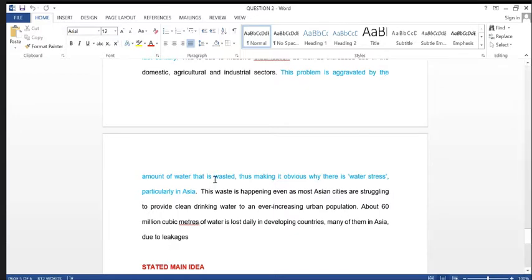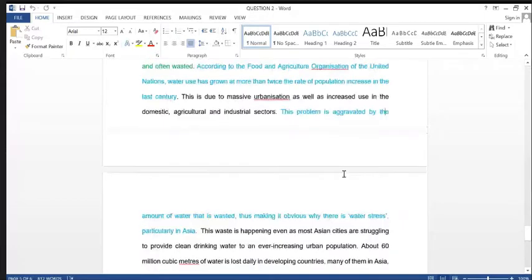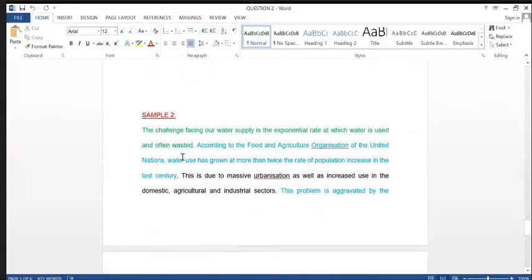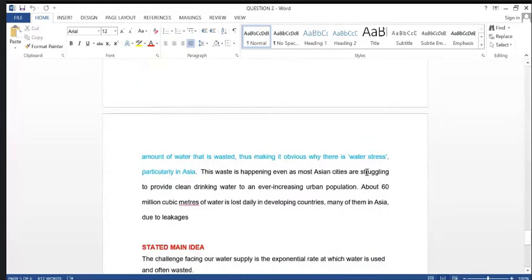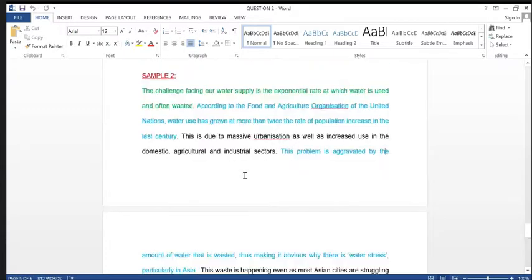More specific details are given about the amount of water that is wasted, right? 60 million cubic meters of water is lost. So, okay, you can see that this blue sentence is specific because it further elaborates this part, all right? And the black sentences are directly supporting the water wasted that has been mentioned here. All right. So, now, what is the characteristic of main idea, people?